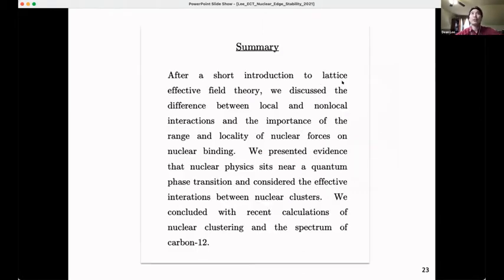Okay, so let me now just summarize. After a short introduction to lattice effective field theory, I talked to you about local and non-local interactions and the importance of the range and locality of nuclear forces on nuclear binding. Then I showed you evidence that nuclear physics sits near a quantum phase transition and considered the effective interactions between clusters. And I concluded with recent calculations of nuclear clustering in the spectrum of carbon-12.